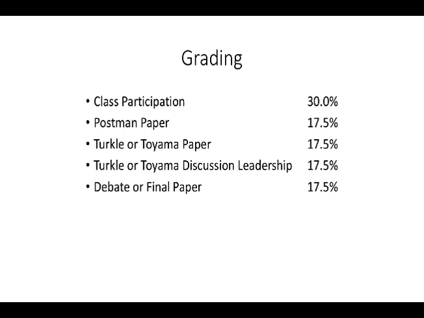So this is how you'll be graded for the class as a whole. As I said, class participation is 30% of your grade. The Postman paper will be 17.5% of your grade, and then you will write either a Turkle or a Toyama paper that will be 17.5% of your grade, and you will lead 1 discussion from either the Turkle book or the Toyama book, and that will be 17.5% of your grade. And finally, the last 17.5% comes from the debate or the final paper.